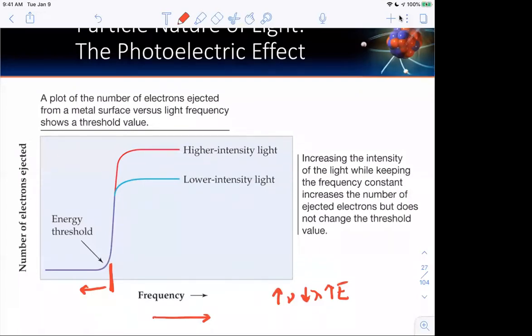Once I reach this frequency, if I use a lower intensity, dimmer light, I will get fewer electrons emitted. So increasing the intensity of the light while keeping the frequency constant will increase the number of ejected electrons, because you are having more energy bombarding the surface. But it does not change the threshold value. So there's a certain minimum energy that must be present in order for these electrons to be emitted.